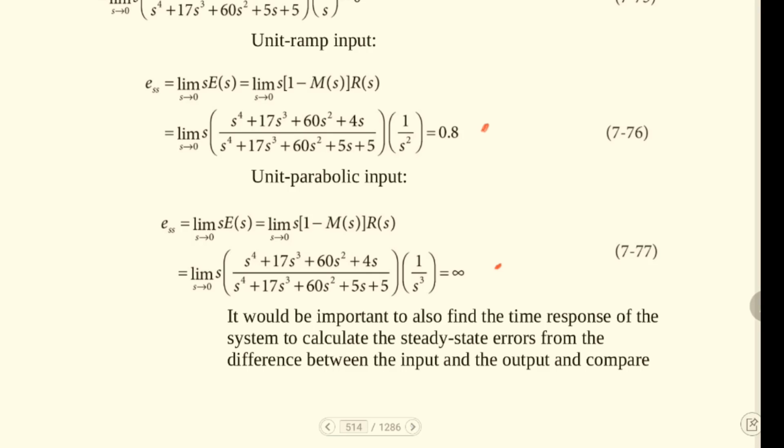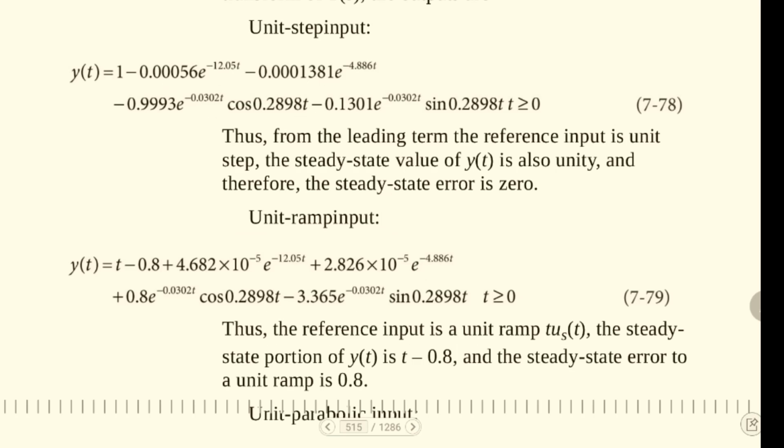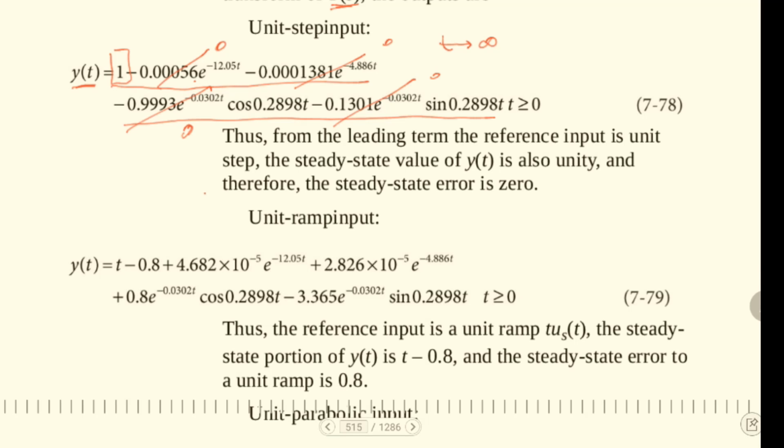Maybe we can also evaluate the time response of these outputs. For the output value, if we take the inverse Laplace of Y(s), we can get an equation like that. What does it mean? What is the steady state value of this function? How can we get it? As t approaches infinity, the exponential terms will be 0, 0, 0, and 0. The remaining part is only 1. What does it mean? Yes, the steady state value of y is equal to 1.